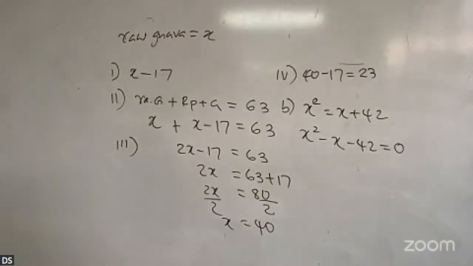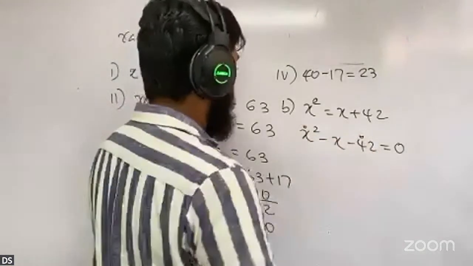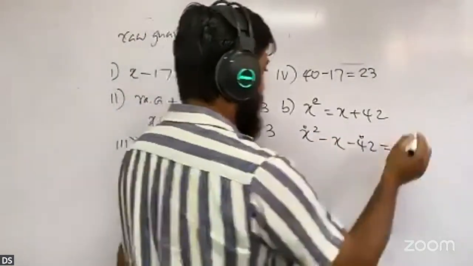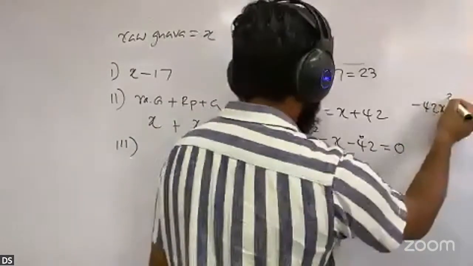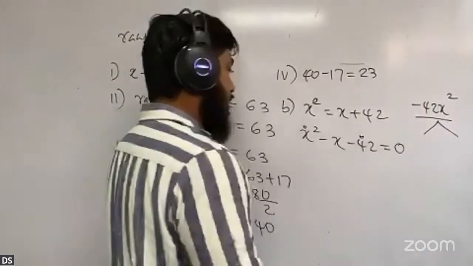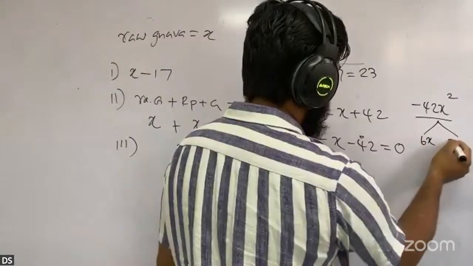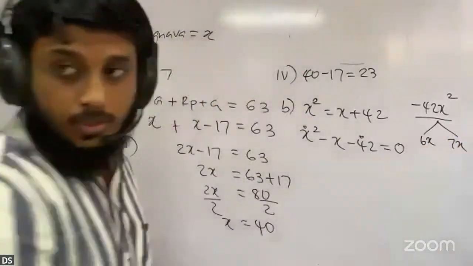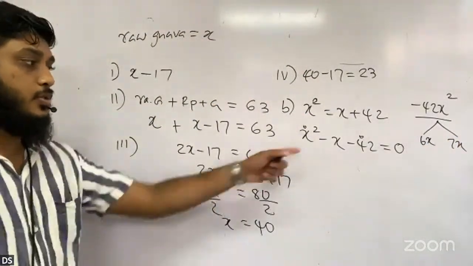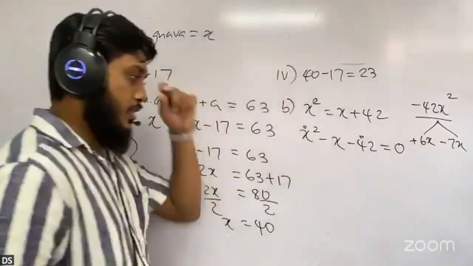After building this, what you can do is multiply the first and last. This x squared and minus 42 you have to multiply. If you multiply x squared and minus 42, you will get minus 42 x squared. You have to break this into parts whose difference is x. The correct one is 6x into 7x. 6 into 7 you can get 42. With the difference you have to get minus x. If you want to get a minus x, you can put plus 6x and minus 7x.